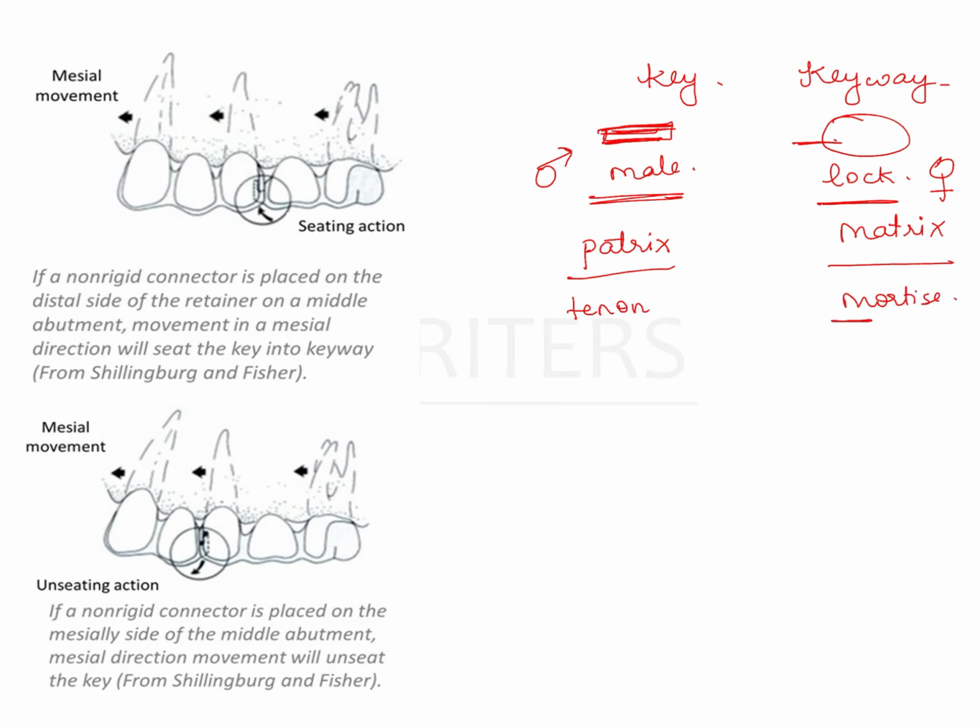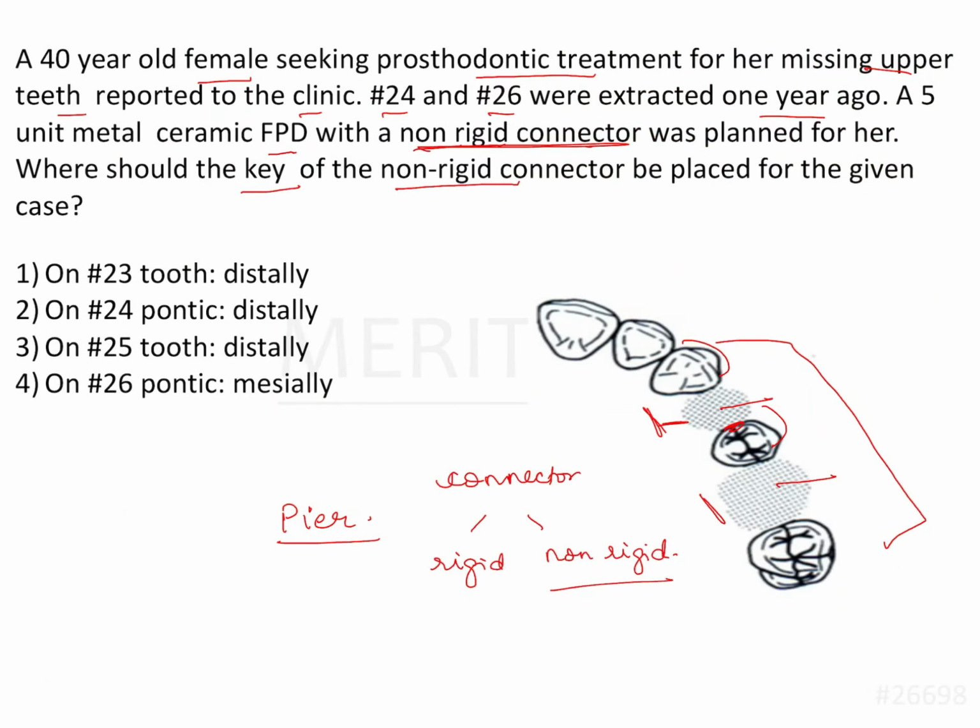So remember, mortise, matrix and "ma" are female components, which is a hollow component. Patrix and "pa" are the male components, which is the key to the attachment. So this is the attachment that we are talking about. Now the question says, where should the key or the male component of the non-rigid connector be placed for the given case? So it can be placed in so many options.